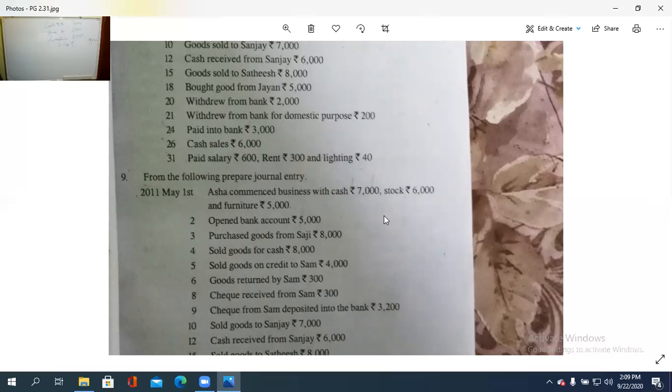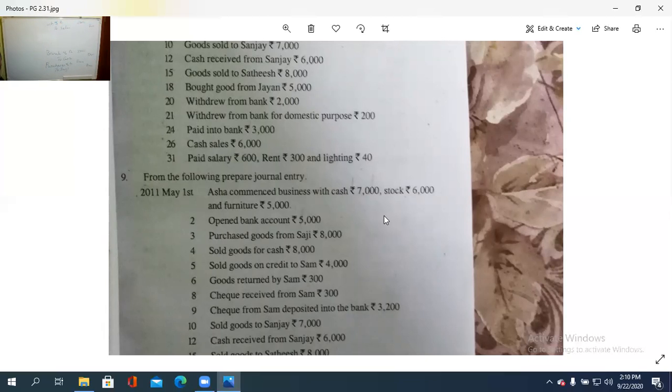Okay. Opened a bank account for 5,000. So bank account debit to cash, that is 5,000. Then purchased goods from Saji 8,000. So purchases account debit to Saji, how much? 8,000. Clear? Then sold goods for cash 8,000. So what is the entry? Cash account debit to sales. Goods are sold. So cash account debit to sales 8,000.